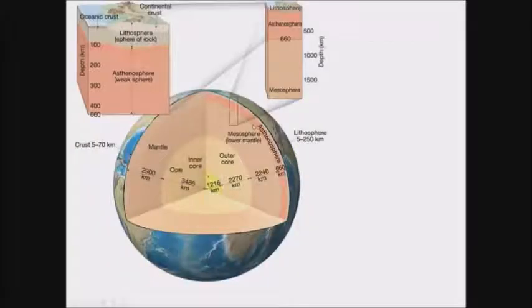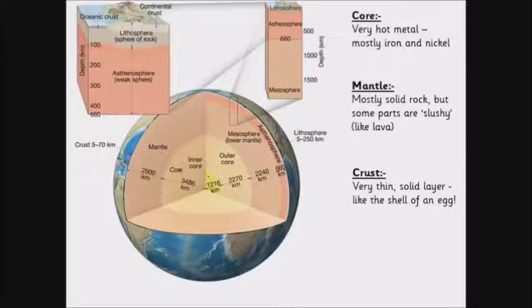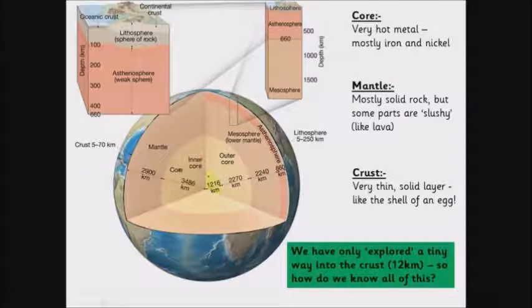Okay, so here's a bit more detail. The core is very hot metal, mostly iron and nickel. The mantle is mostly solid rock, but some parts are slushy, like lava. And the crust is very thin, it's solid, and it's almost like the shell of an egg in terms of its thickness. And remember, throughout this lesson so far, we've only explored a tiny way into the crust, about 12 kilometres. So how do we know all of this?